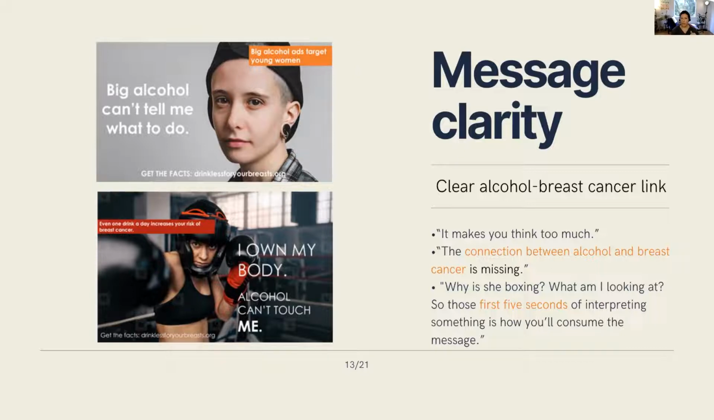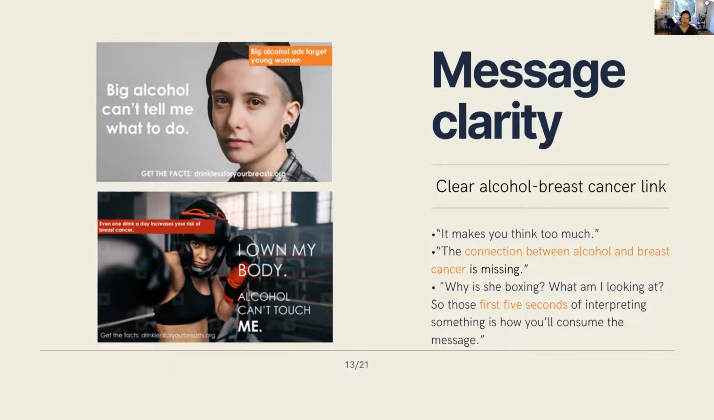First of all, the link between alcohol and breast cancer is the new piece of information, and that needed to be front and center. They didn't want any extra text. They didn't want clever phrasing or taglines. They really just wanted to know that alcohol increases their risk of breast cancer. Also, this came up quite a bit: it had to be a brief and direct message because you have a very short amount of time to get their attention, particularly on social media.